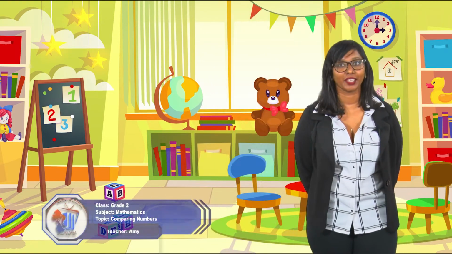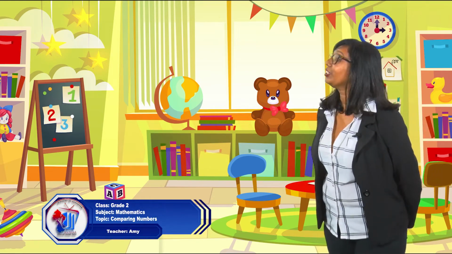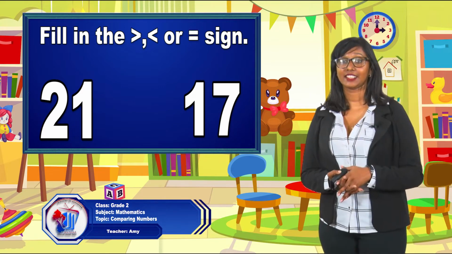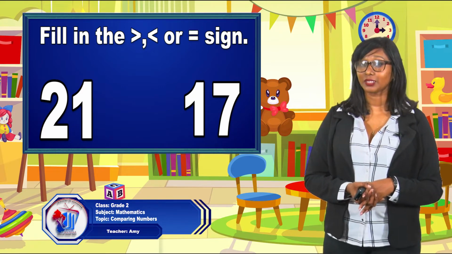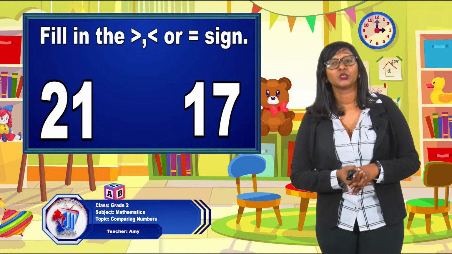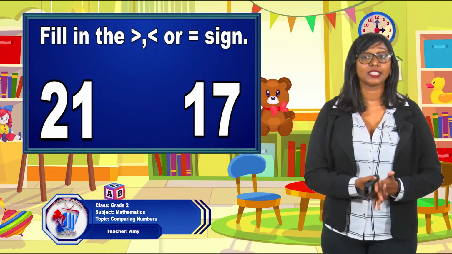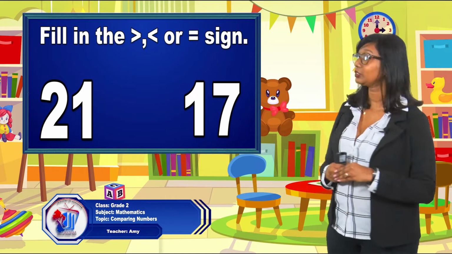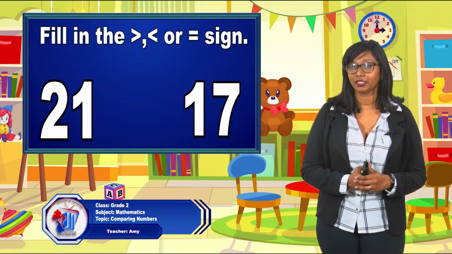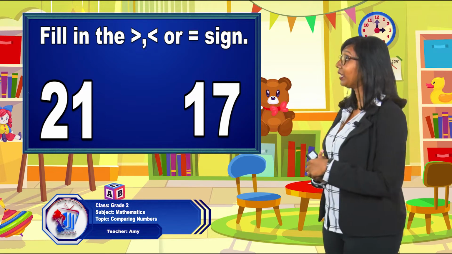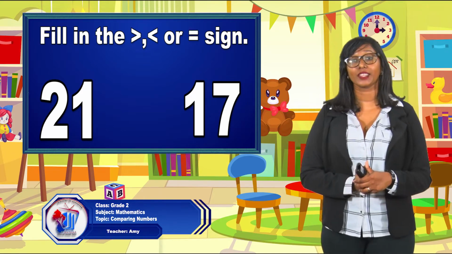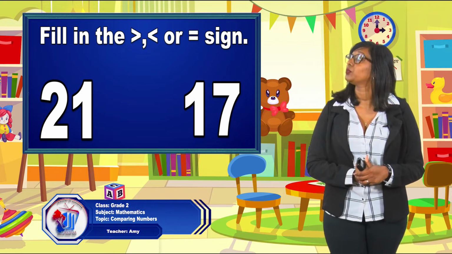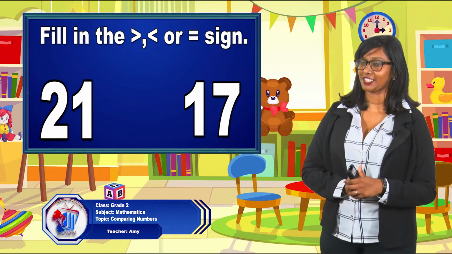So I have 4 here for you. I want you to put in the sign so that we can compare these numbers. Remember, the mouth of the alligator will be opened to the bigger number. And we use the equal sign when we're talking about the same number. So the first one, 21, 17. 21 and 17. Which sign must we use? I'm giving you 1 minute to work that one, and then we're going to discuss.